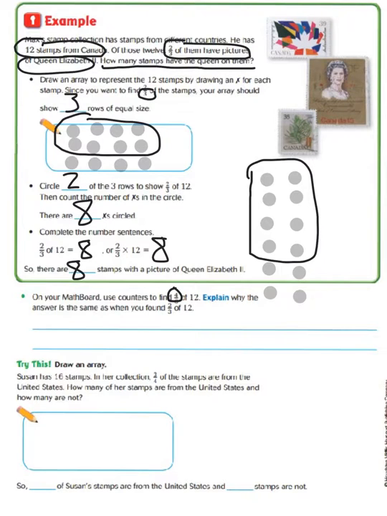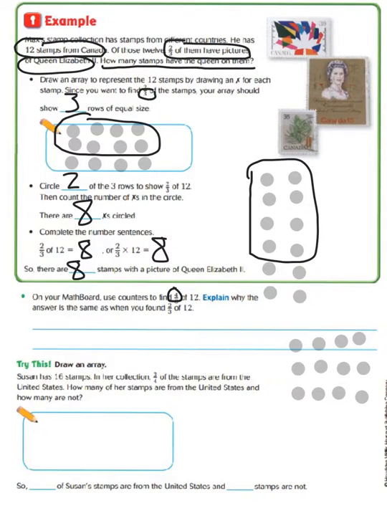Now, it's asking us to explain why the answer that we just received for 4/6 of 12 would be the same as 2/3 of 12. So let's do the same thing. We now know our denominator is 3, so we need to have 3 rows of circles. So it'd be 1, 2, 3, but we need 12. 3, 4, 5, 6, 7, 8, 9, 10, 11, 12.